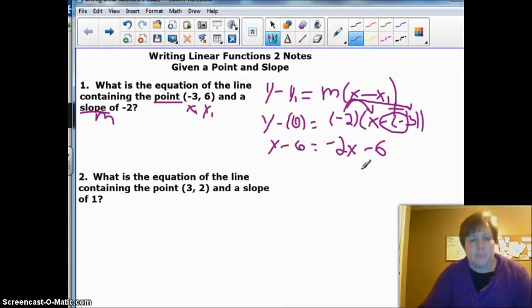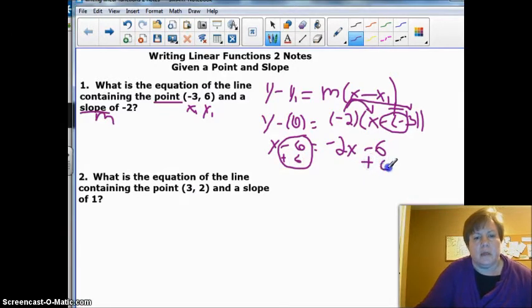Okay, now I'm pretty good with this, except we really like to have y by itself for graphing and everything. So we're going to get rid of that -6 by adding 6 to make 0. And so what we do to one side, we have to do to the other. Okay, so here we end up with y equals -2x, and then I've got -6 plus 6, so that's also 0. So y equals -2x.